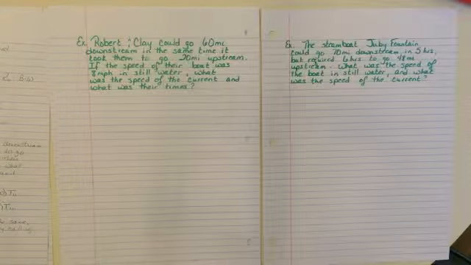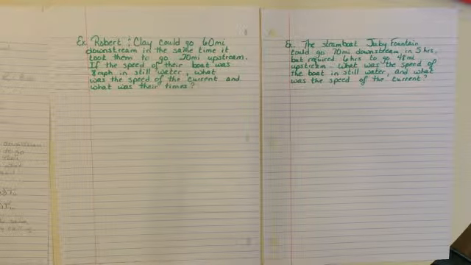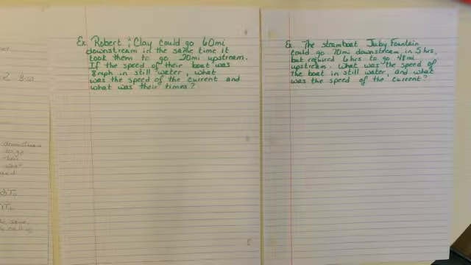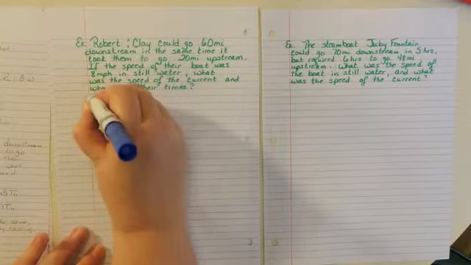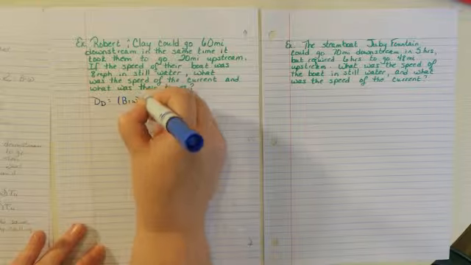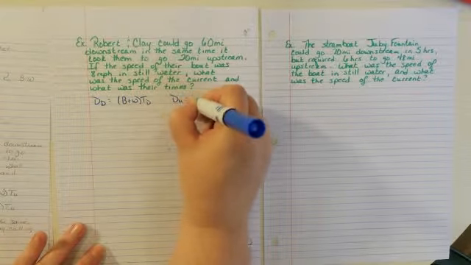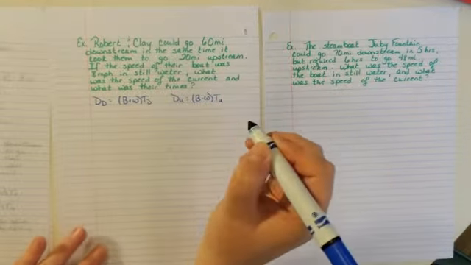So let's try some. Robert and Clay could go 60 miles downstream in the same time it took them to go 20 miles upstream. If the speed of their boat was 8 miles per hour in still water, what was the speed of the current and what was their time? So, the distance downstream is boat plus water times time downstream. Their distance upstream is boat minus water times time upstream.